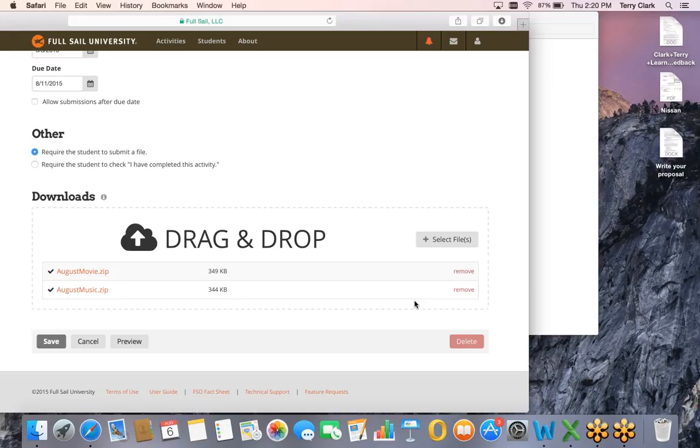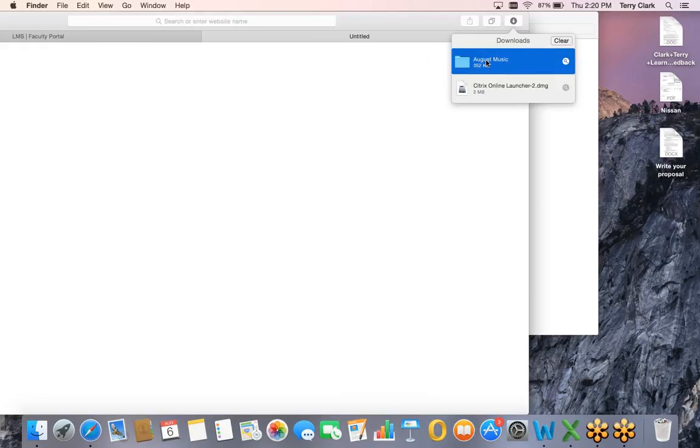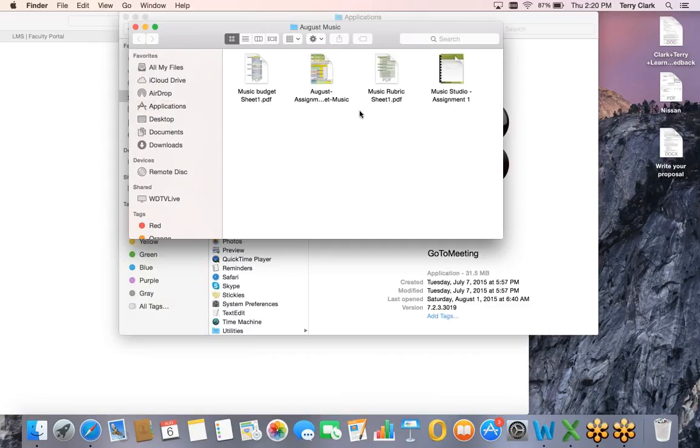Okay, so depending on which assignment you choose, if you want to do a movie set, then you'll choose the August movie zip. If you want to do a music set, then you'll choose the August music zip. Okay, so I'm just going to click on the zip and open it up. It's going to have a lot of important information in it.